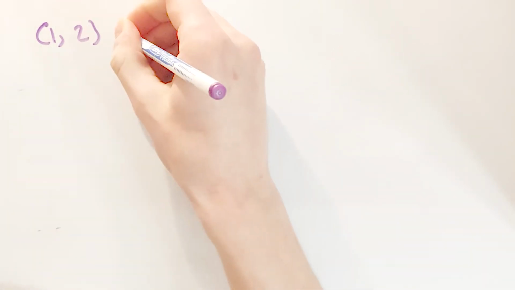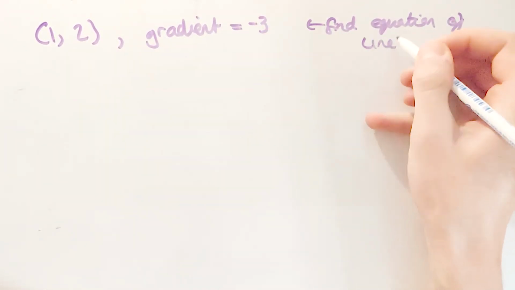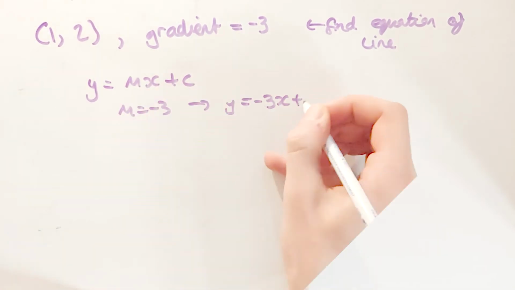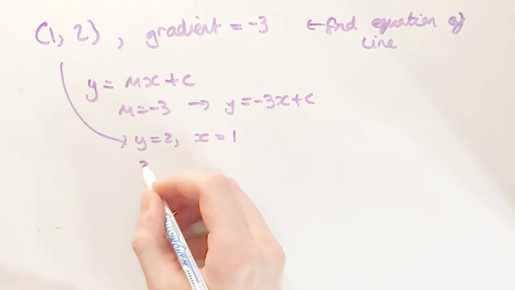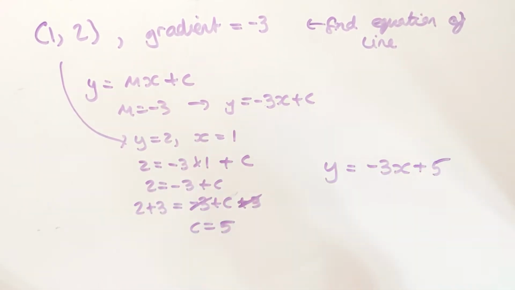Let's find a line that goes through the point 1, 2, with a gradient of minus 3. To do this, first substitute in the gradient into y equals mx plus c. Then substitute the x and y values of the point in to find the value of c by rearranging. Write this out and we have the equation for the line.